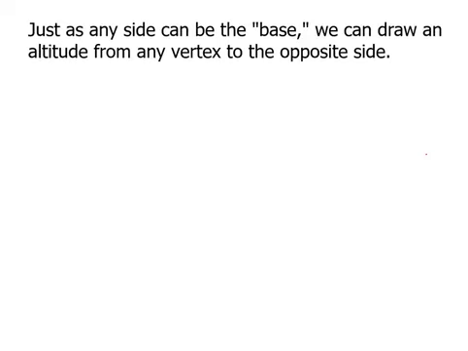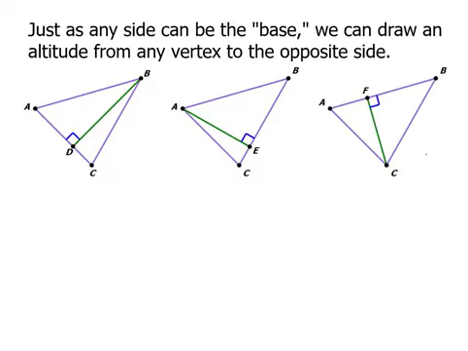Just as any side can be the base, we can draw an altitude from any vertex to any opposite side. So here's the same triangle. In the first triangle, we're using AC as the base, and we draw altitude BD. In the second triangle, we're using BC as the base, and we draw altitude AE. In the third triangle, we use AB as the base, and we draw altitude CF.